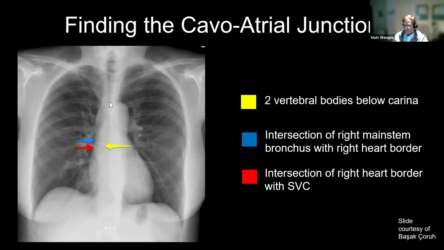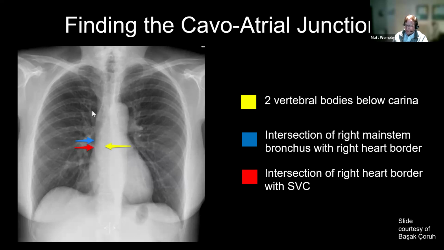Generally, though, you want the line to end up right around here. So it'll go in the right IJ and then go right down, end up here. And this is the cavo-atrial junction. It's generally two vertebral bodies below the carina. I usually think about it where this right heart border meets the right main stem, or where the right heart border meets the mediastinum, basically. You can see that curve. So this is the ideal position.